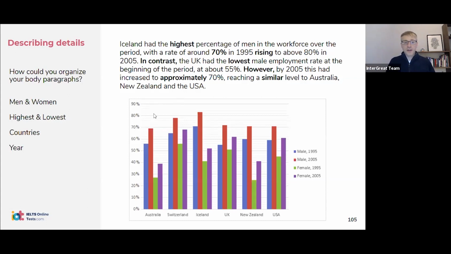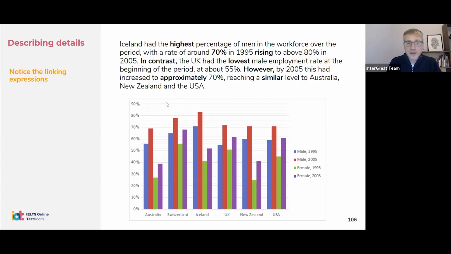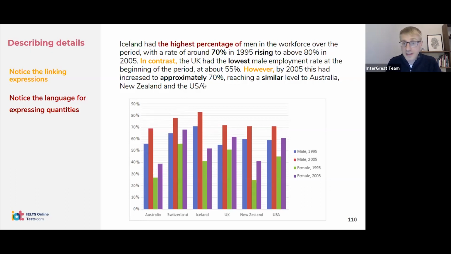Okay, good. A couple of things to notice, the linking expressions here, in contrast, however, okay, we've got a language for quantity. We said the highest percentage, with a rate of around, above 80%, the lowest, about 55%, approximately 70%. Good question, Robert.